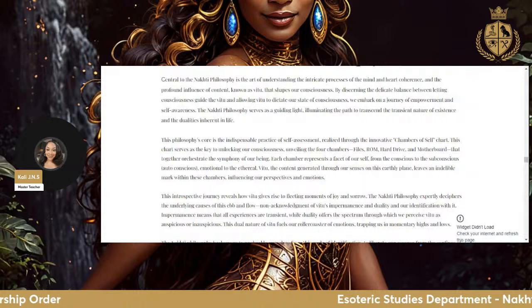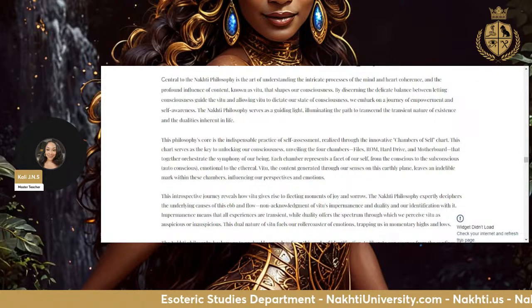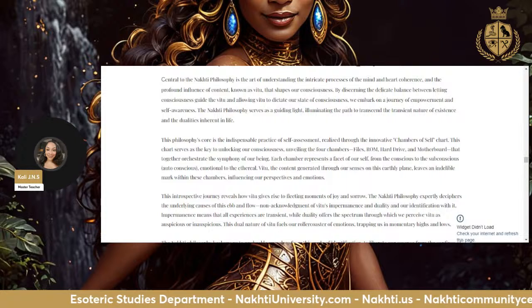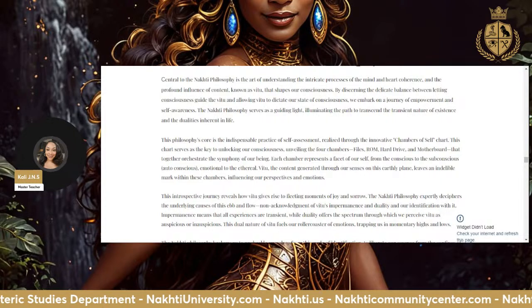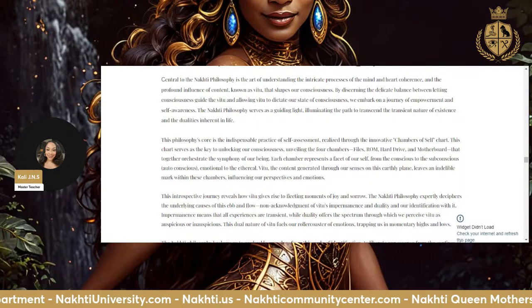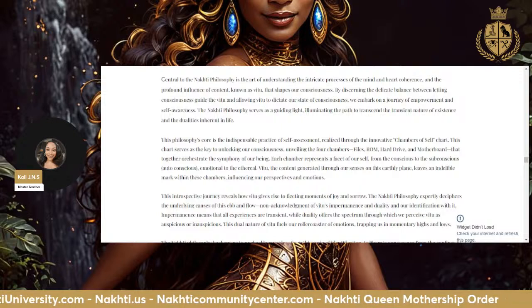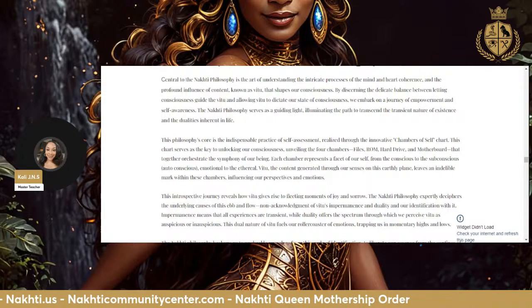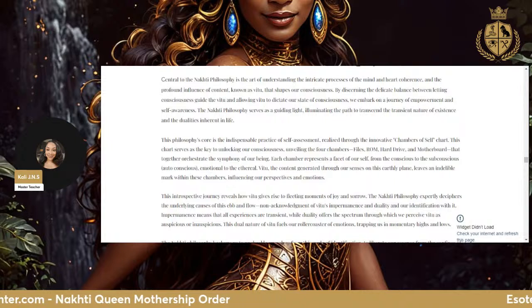And the content is outside of the self. It enters the self, but it is not the self. So information enters into your awareness, but it is not your awareness. And so you have to pick the information that you want to enter your awareness to program your own reality. And so that's what the Naki philosophy is about.